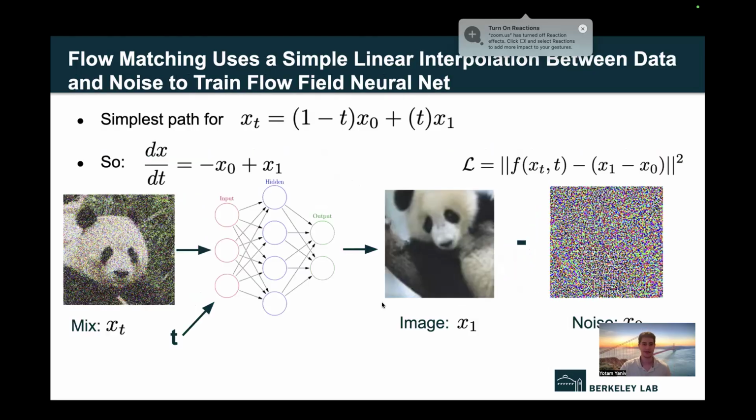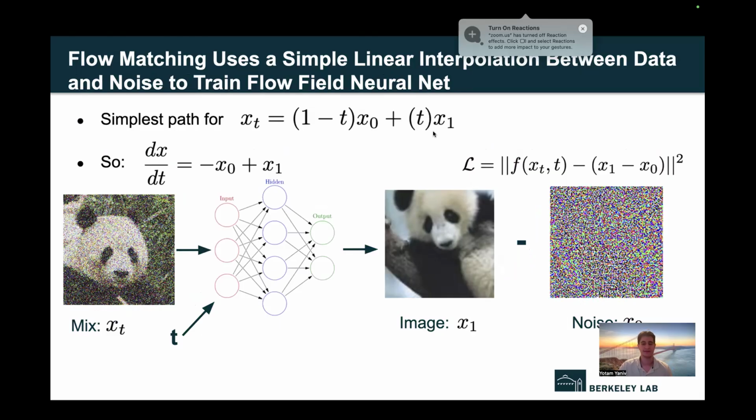So first, the training. The way that flow matching training works is first we try to define the simplest path between image and noise. For us here, x0 is going to be considered our noise, and x1 is our image.